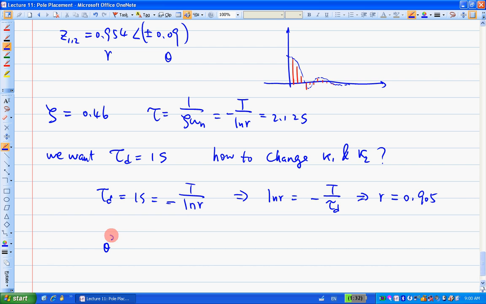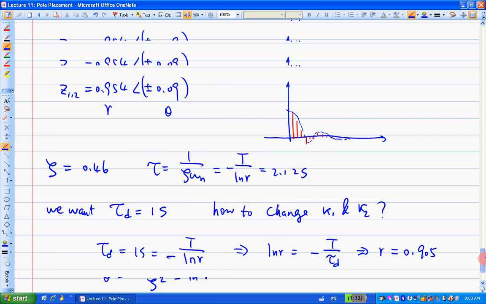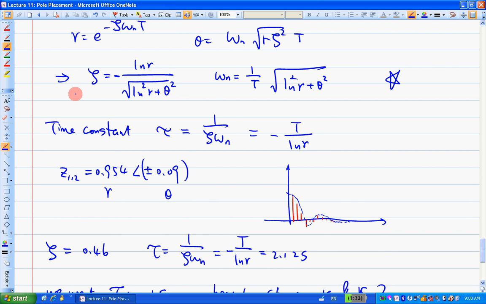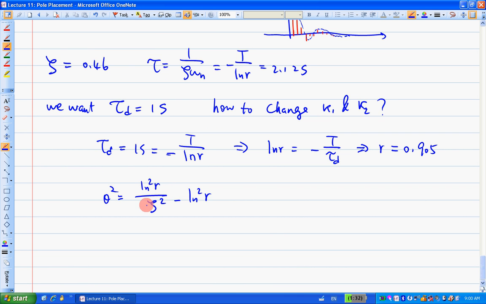So for theta, in terms of this equation, solve for theta based on zeta and R. That gives us theta equal to 11.04 degrees, approximately 0.193 radians. So now you have a new R and theta.